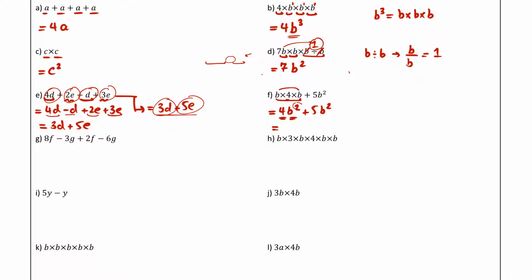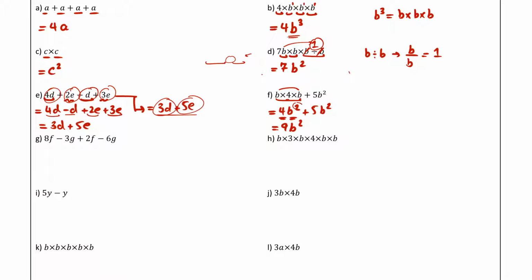Now you can see that they both have like terms, because b squared and b squared are like terms. So it's like adding 4 apples to 5 apples, and that gives me a total of 9 apples. So 9b squared.